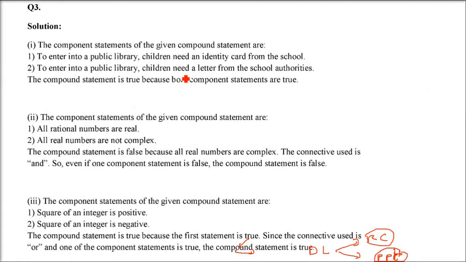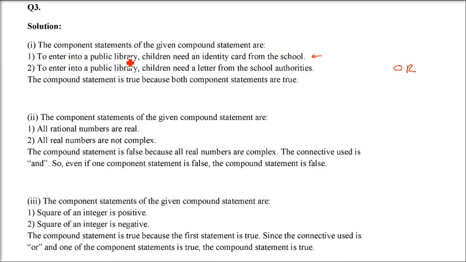To enter into a public library, children need an identity card from the school or a letter from the school authorities. So we have an or. So to enter a public library, children need an identity card from the school. This can be your first one. The second one could be: to enter into a public library, children need a letter from the school authorities.